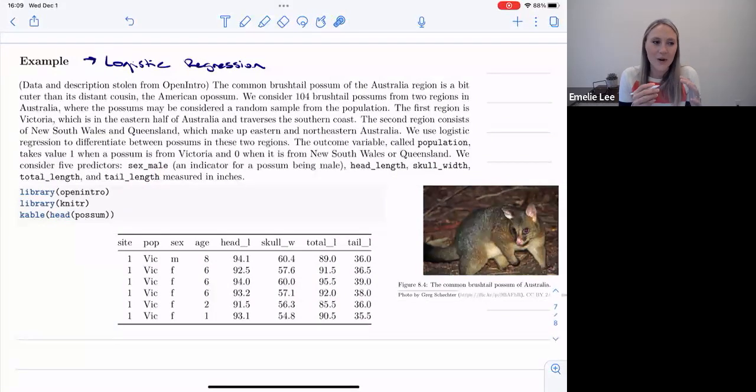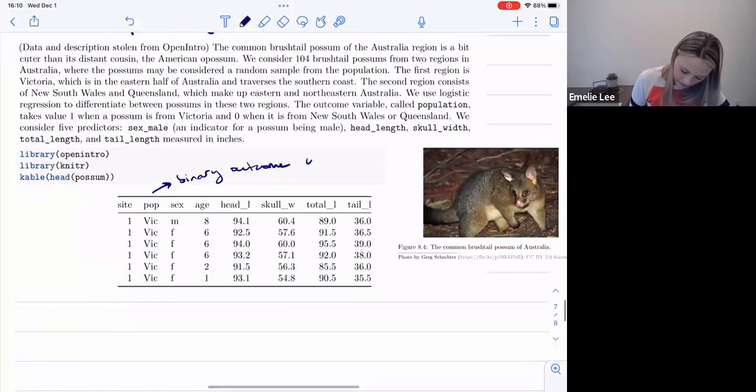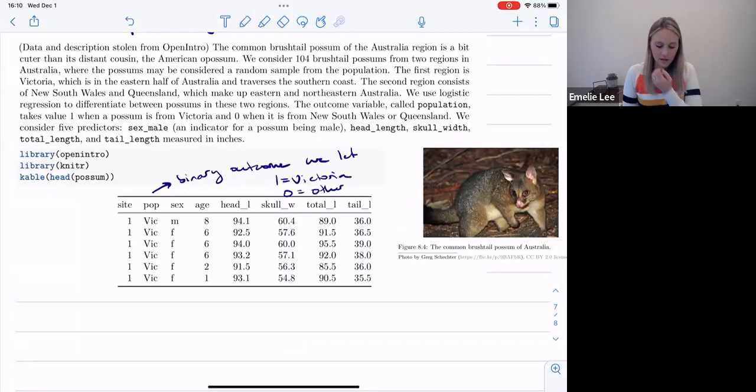What we're trying to figure out is if they're from the Victoria region, or if they're from the New South Wales and Queensland region, which we denote as other. So we've got this binary outcome for the possum. We let 1 be Victoria, 0 be other.